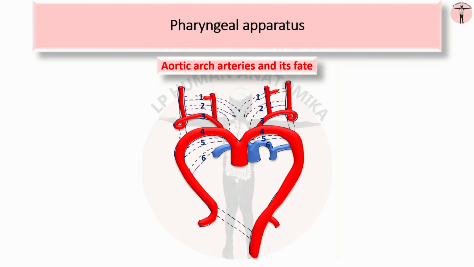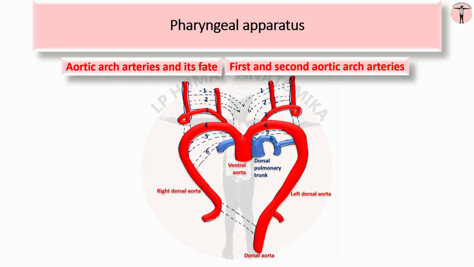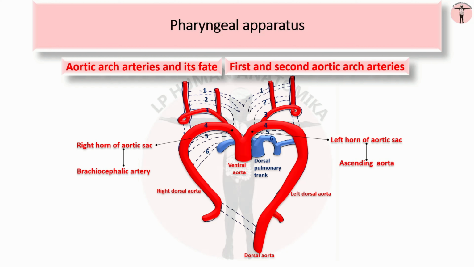During further development, the arterial pattern becomes modified and some vessels regress completely. Division of the truncus arteriosus by the aorticopulmonary septum divides the outflow channel of the heart into the ventral aorta and the pulmonary trunk. The aortic sac then forms right horn of the aortic sac and the left horn of the aortic sac, which subsequently gives rise to the brachiocephalic artery on the right side and the proximal segment of the aorta, that is ascending aorta, on the left side.